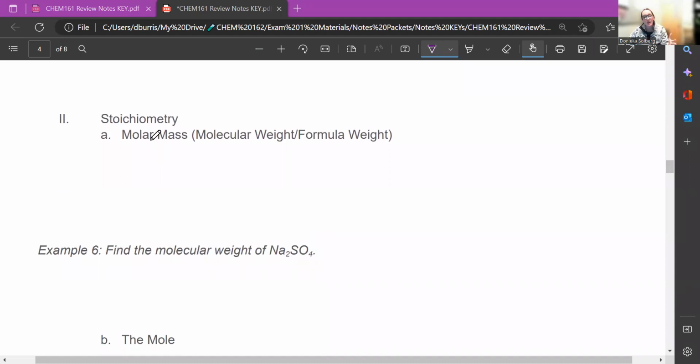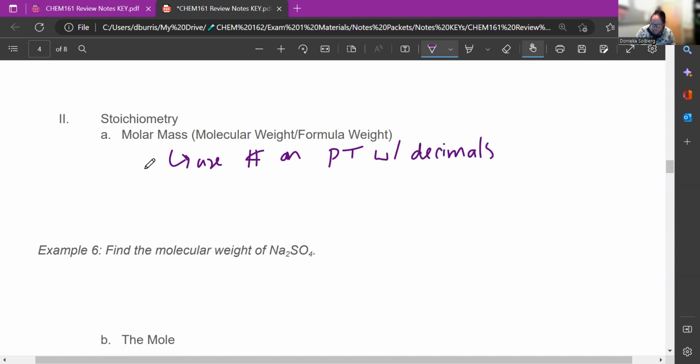In order to do stoichiometry, you have to be able to calculate the molar mass of things. This is pretty easy, right? Use the number on the periodic table with decimals. That is the atomic weight or atomic mass.